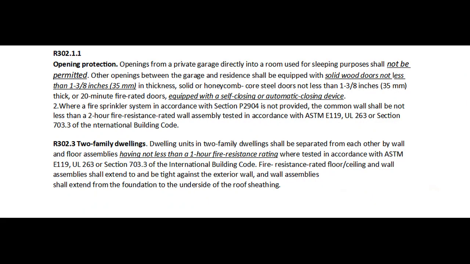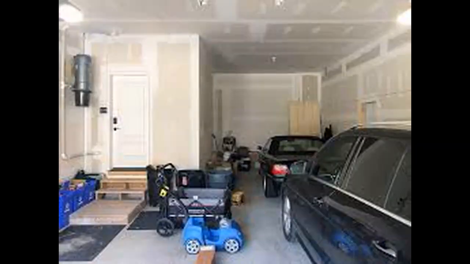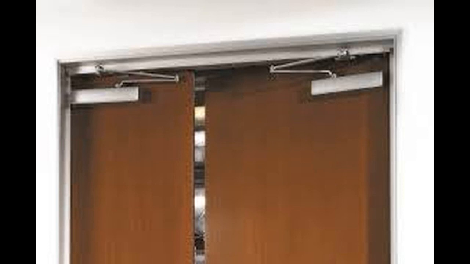R302.1.1 Opening protection. Openings from a private garage directly into a room used for sleeping purposes shall not be permitted. Other openings between the garage and residence shall be equipped with solid wood doors not less than 1 3/8 inches in thickness, solid or honeycomb core steel doors not less than 1 3/8 inches thick, or 20-minute fire-rated doors equipped with a self-closing or automatic closing device.